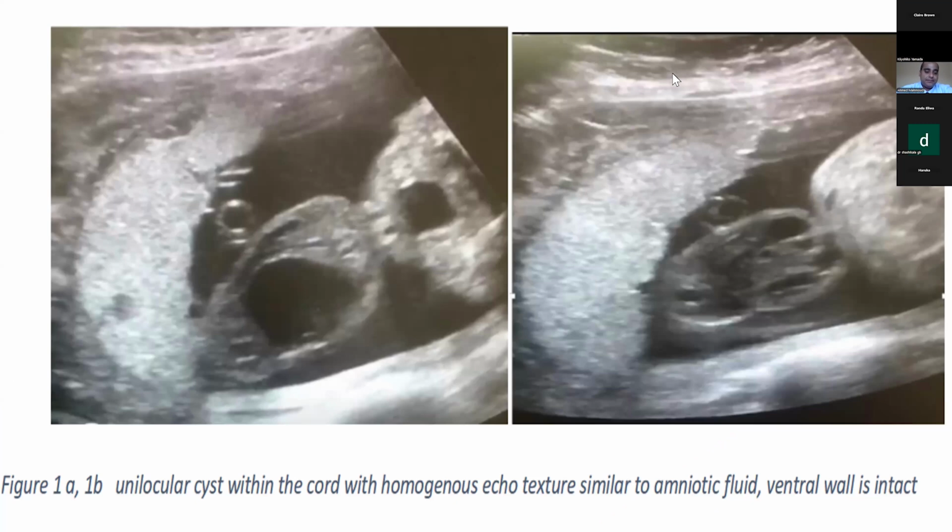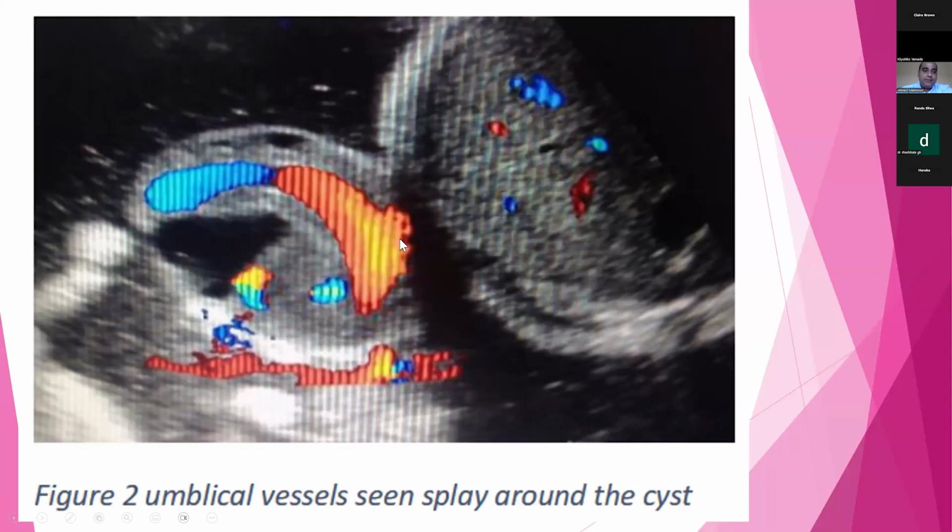If you can see here, this is the umbilical cord, and you can see the black area here, where the umbilical cyst is, and this is another view of that cyst. And here is the Doppler of the blood vessels, the umbilical vessels, and here the black one is the cyst.